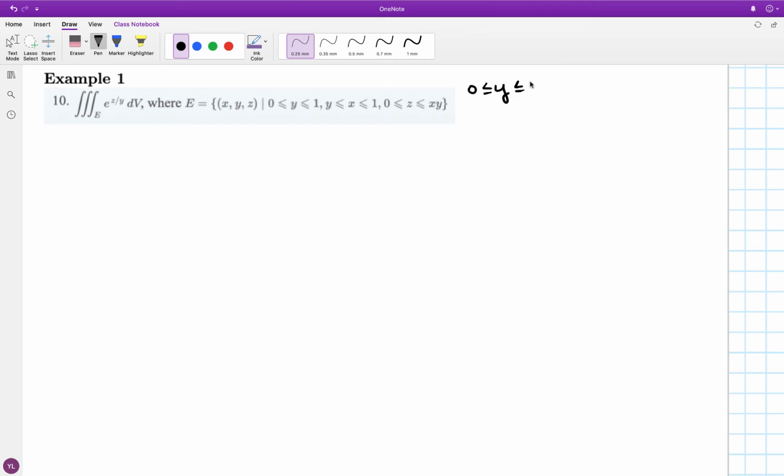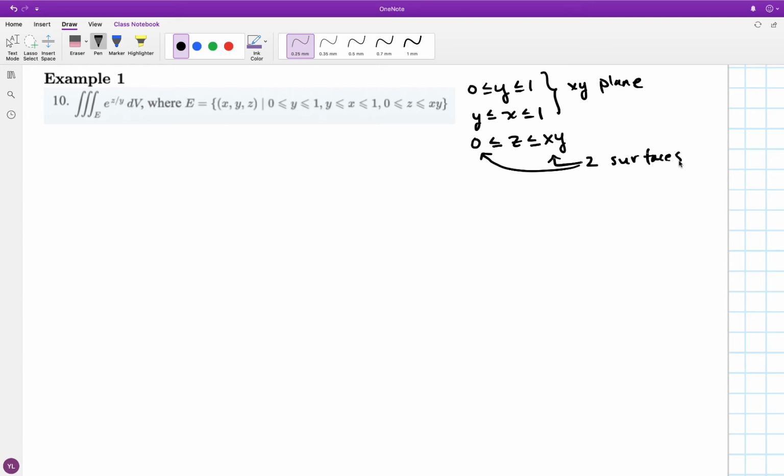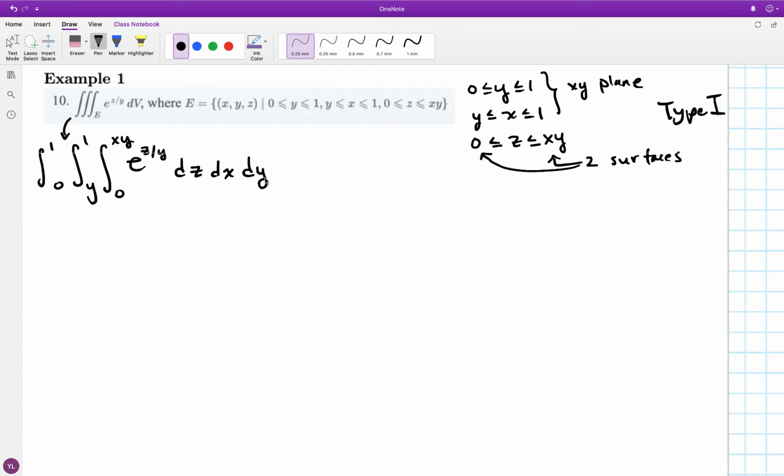All right, 3 triple integral examples. In this one, they've done the hard work for us of describing the three-dimensional region E over which we're integrating. So I'm just observing that these are the inequalities that are given. Y ranges between two numbers, X ranges between two functions of Y, and finally Z ranges between two functions of X and Y. So that's a type 1 three-dimensional region, and I can set up the iterated integral with the integrand e to the z over y and just integrate appropriately as I would a double iterated integral.